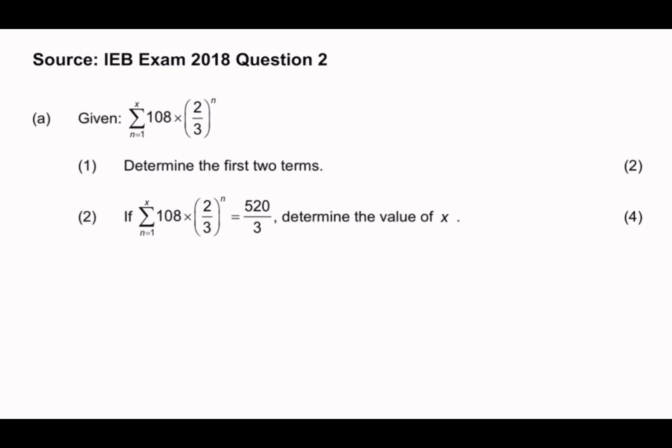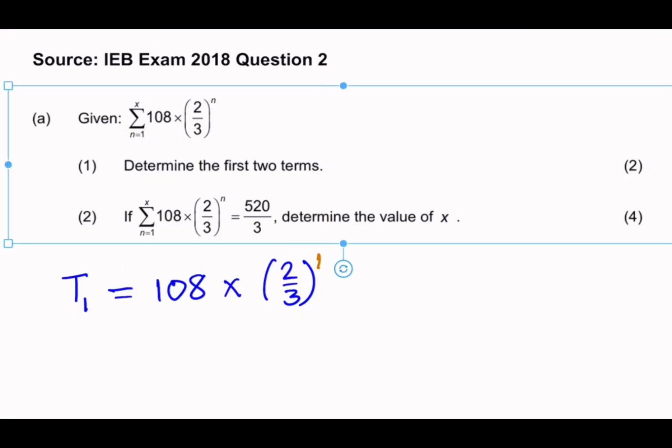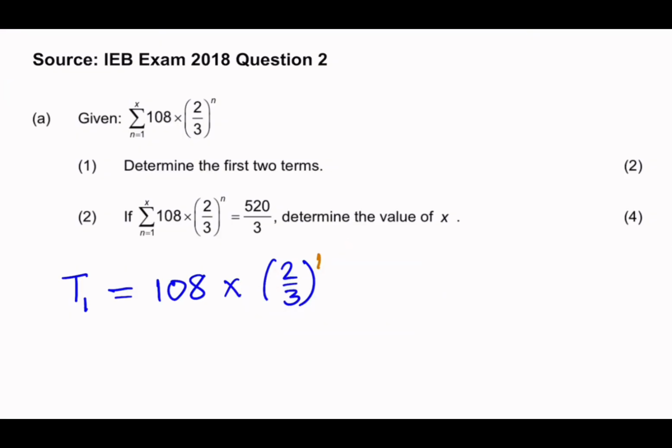As always, I recommend you do this yourself first before we do it on the video. You can pause the video and try and do that for each question. Okay, so the first two terms, that would obviously mean that you are just substituting from the bottom number, which is 1. So T1 would be 108 times 2 over 3 to the power of 1. That's the first number. And then that is equal to 72.